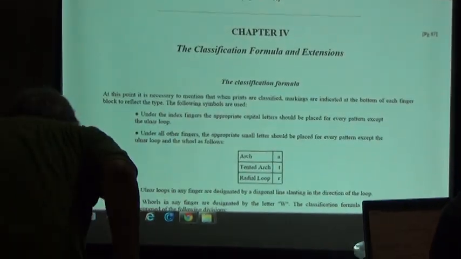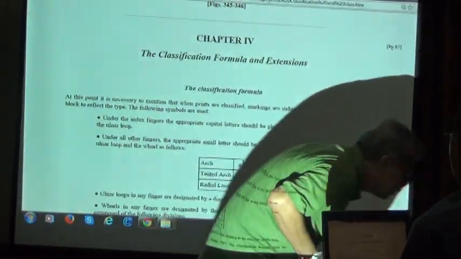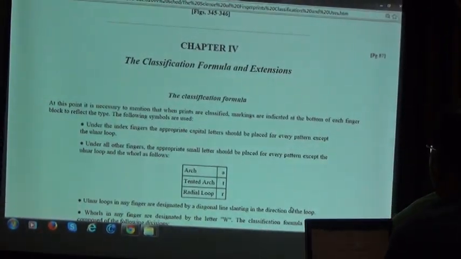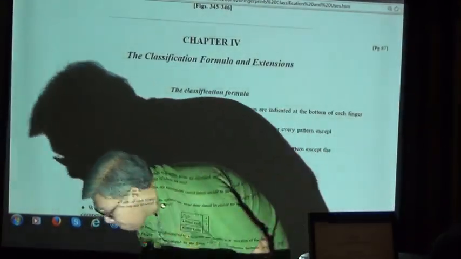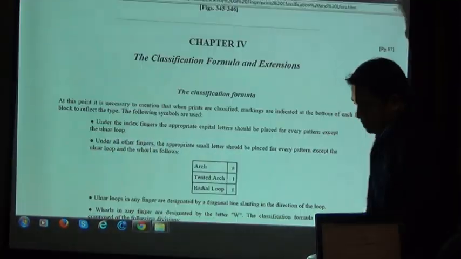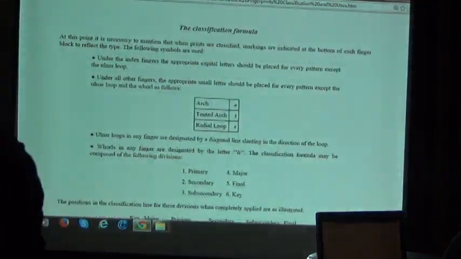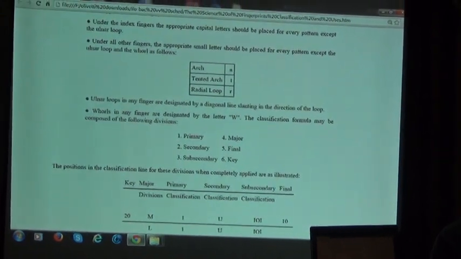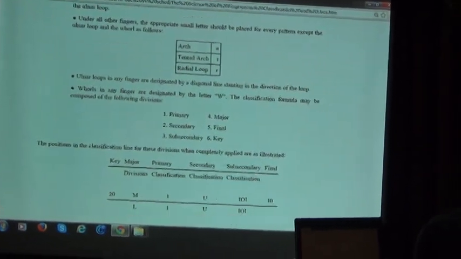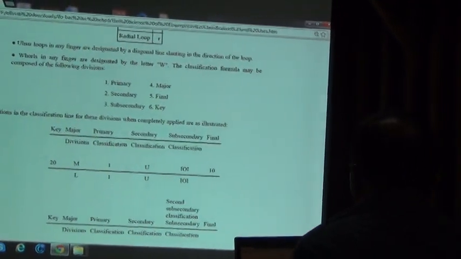Let us look at the next one. Ulnar loops in any finger are designated by a diagonal line slanting in the direction of the loop. And the last, whorls in any finger are designated by the letter W. The classification formula may be composed of the following divisions. That is already there. Okay, let us go back.